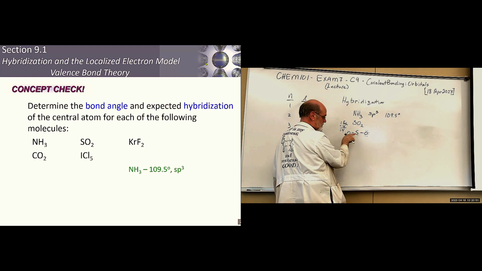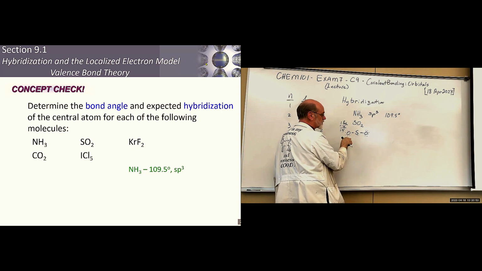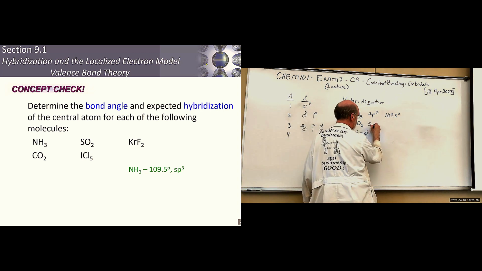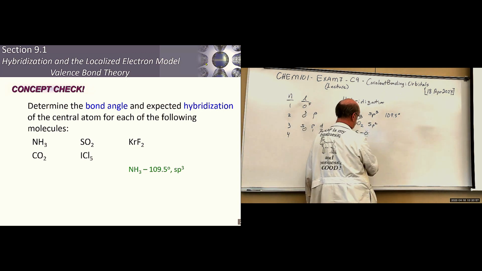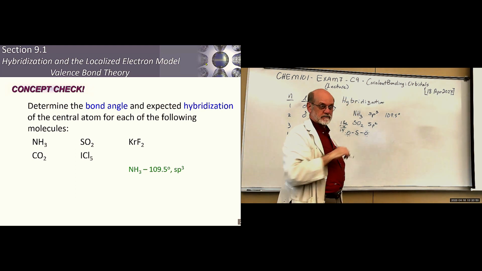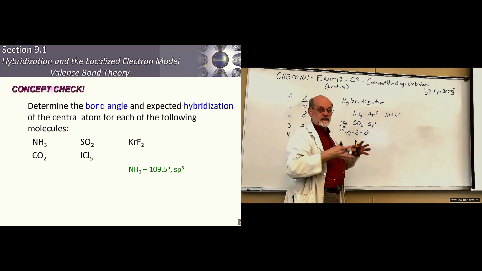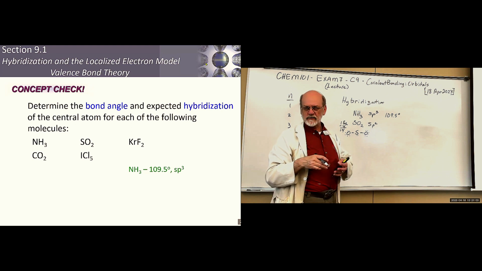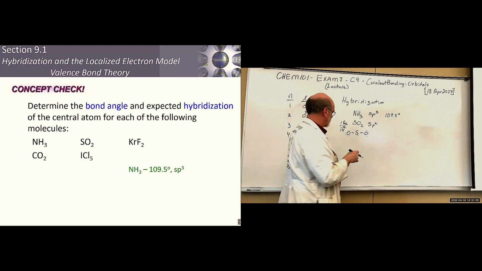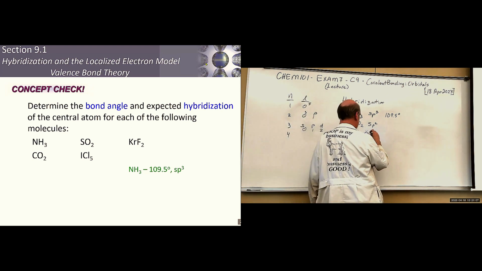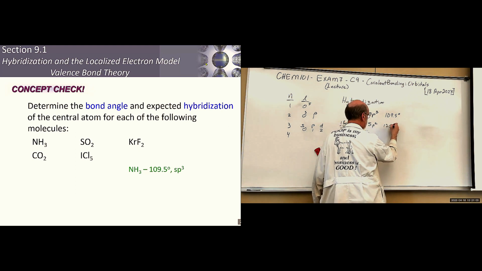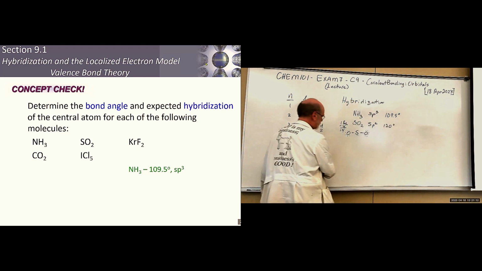Now, if we've got 3 groups, that means sp2. It's trigonal planar electronic structure. Of course, molecular structure is going to be bent. So what would be the angles? 120 degrees, right?